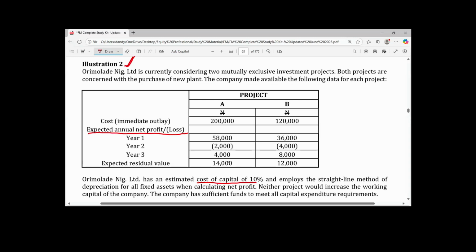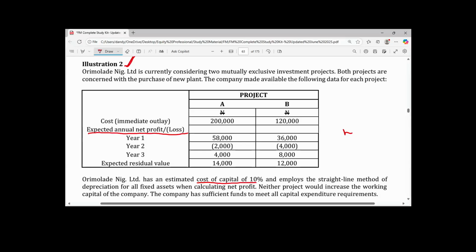And that's why, when you look at the requirement, the examiner did not ask you to calculate accounting rate of return, because it would be too cheap for you to do, and that's why they did not mention that you should calculate it. So you have to shine your eye. You need cash flow to calculate NPV, internal rate of return, and payback period.